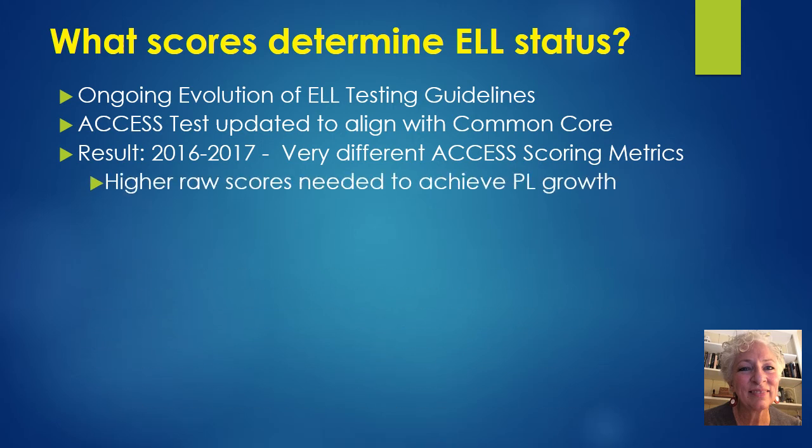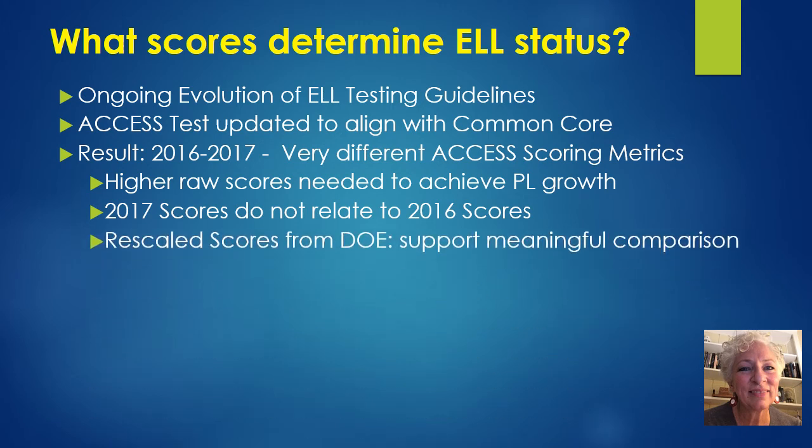Specifically, a number of students had negative results in comparison to the results they had in the previous year. And that was because they needed to actually achieve higher raw scores in order to demonstrate the same proficiency level that they were in. And so the scores essentially do not relate to the scores of the previous year because the metrics were entirely different. And the state of Delaware is aware of that.